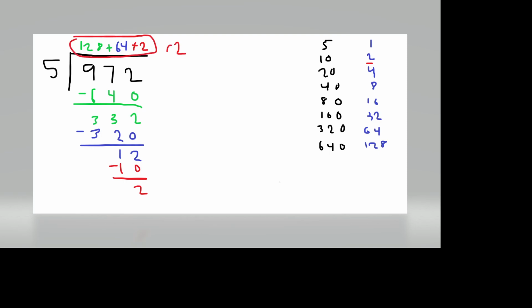R2. So let's go ahead and just sum up that result. So 128 plus 64 plus 2 is 194. So it's 194 R2. And now we're going to just do the same exact test. We're going to take 194 times 5, and add 2, and we get 972 back, and that is correct.